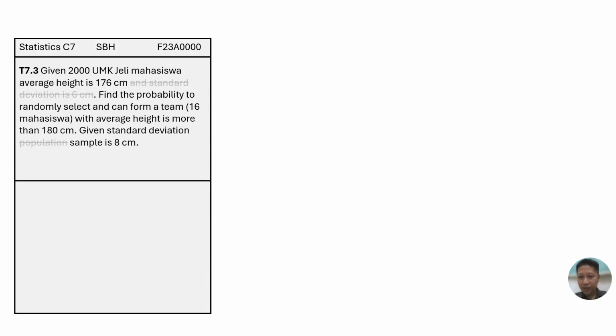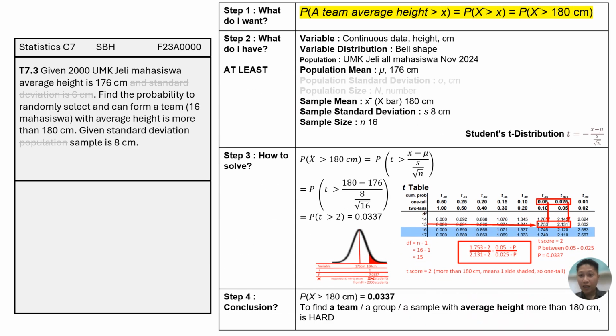Next, question 7.3 is similar to the yellow color questions. When we compare to the green color questions, the only thing that we don't have is the population standard deviation. For this problem, we don't have this one. Means that we need to find what is the sample standard deviation. Assume that we did the calculation and the sample standard deviation is 8 cm. Now we can use the student T distribution.